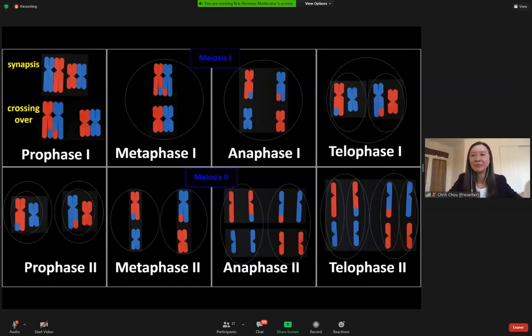To me, that's been a new realization of what's going on during meiosis that I had never appreciated until just a couple of years ago when we started working with all of these. So. Absolutely. Thanks, Tim.